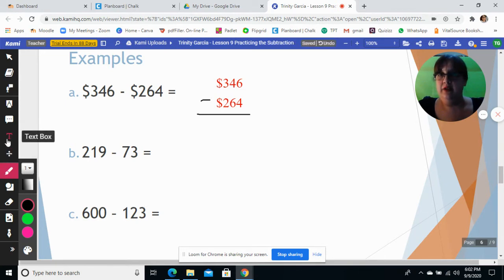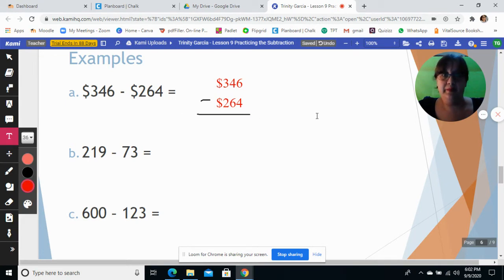Okay, now in order to do our math, we need to subtract here. And see how nicely our numbers are lined up? That is super important when we're doing multiple digits in one problem so that we keep everything lined up, okay? 6 minus 4 is how much?